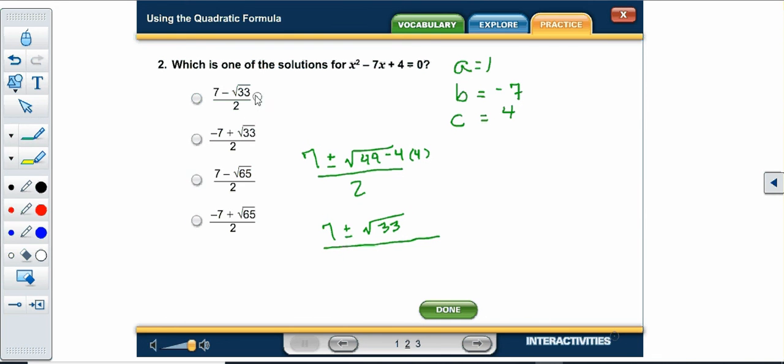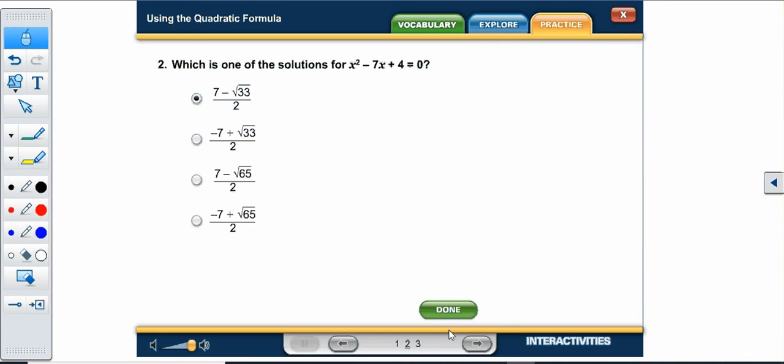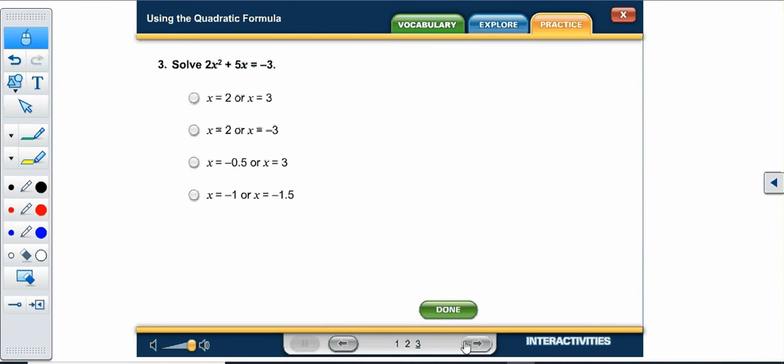So it's going to have to be either this one or this one. Notice they've got a negative over here, so I'm guessing it's not that one. Let's find out if we got it right. Letter A is my guess. Bingo.